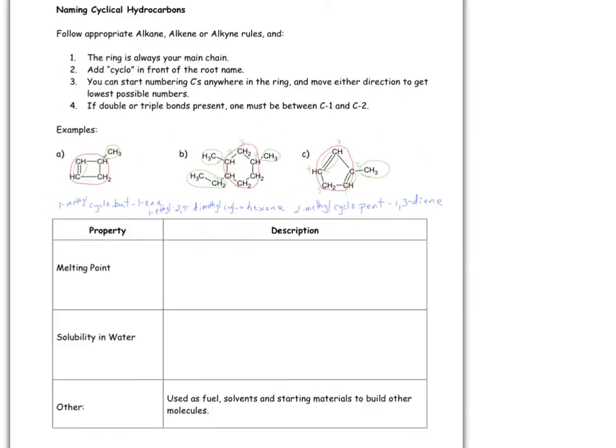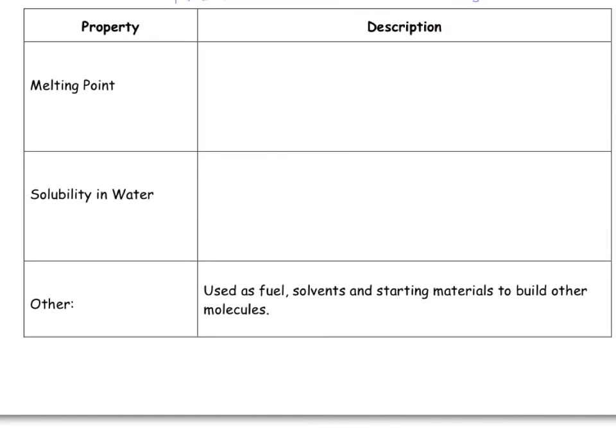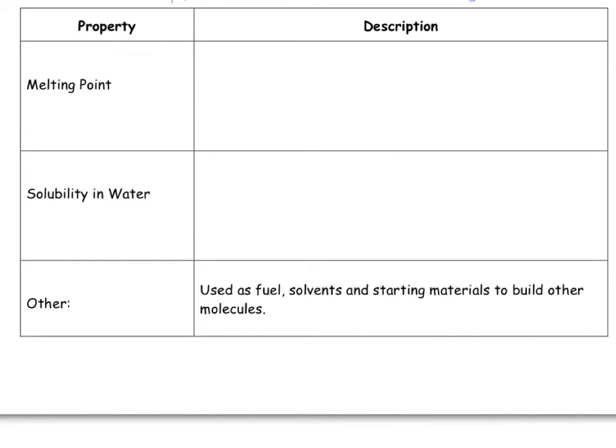And properties of cyclical compounds. Now, for melting point, when you bend that straight chain into a ring, it makes your molecule less flexible. You can't have bond rotation around the carbon's single bonds. So because of this added rigidity, you can pack them better.